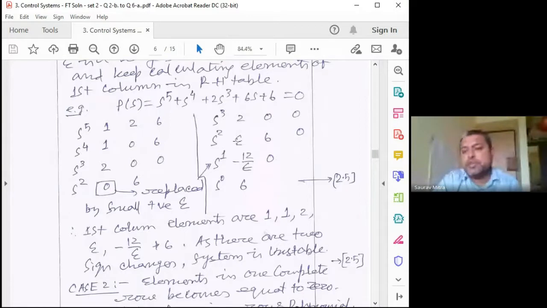That's why we are assuming it to be positive. Okay, so this is epsilon. So what is the next step? Epsilon into 0 minus 2 into 6, that means 0 minus 12, divided by epsilon. This is minus 12 by epsilon.